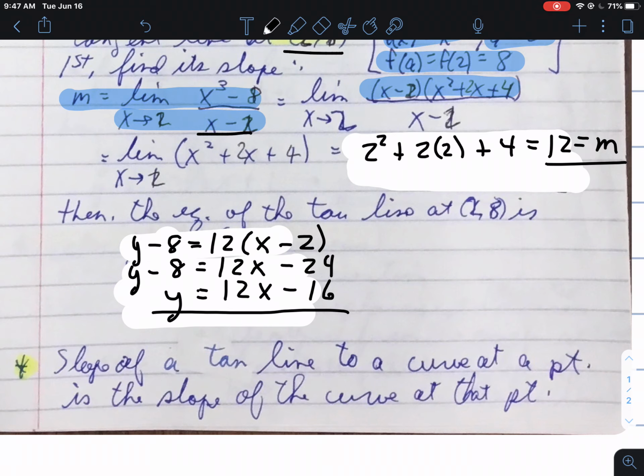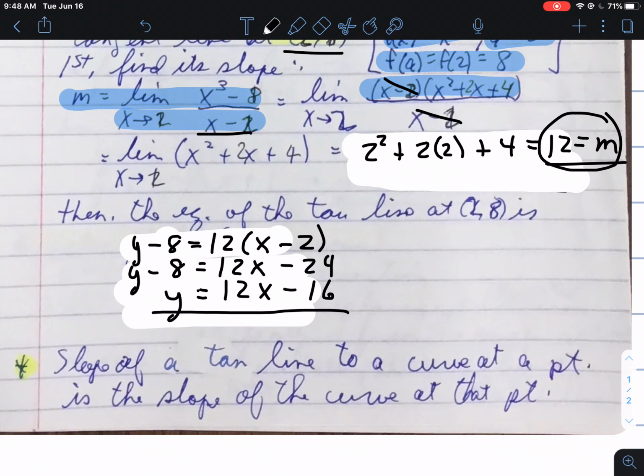Otherwise, basic process. Once I have this factored, in this case I could then divide out the x minus 2, and I'm left with the limit as x approaches 2 of x squared plus 2x plus 4, where we can use direct substitution, and I get m equals 12. So again, there's nothing different here than we've already done. Once you set up the limit, then you're just evaluating the limit.